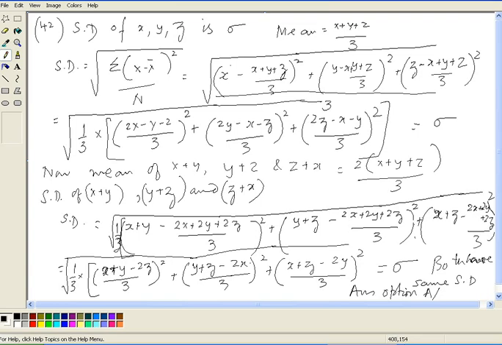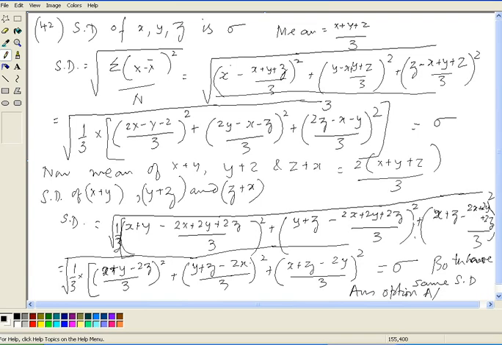So you replace the relevant things, and finally we get it as square root of 1 by 3 into 2x minus y minus z by 3 whole squared plus 2y minus x minus z by 3 whole squared plus 2z minus x minus y by 3 whole squared, which is equal to sigma. Now the mean of x plus y, y plus z, and z plus x is equal to twice of x plus y plus z by 3.